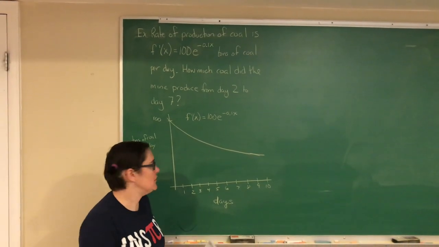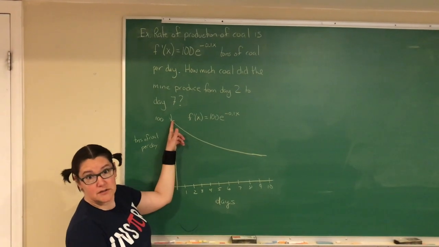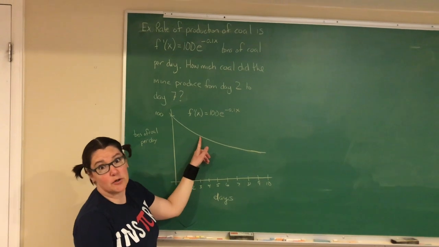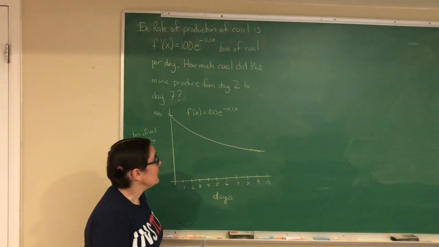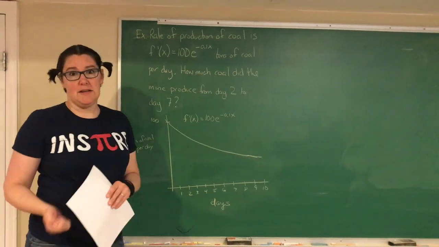Okay, so what this graph is saying is that every day the amount of coal that is being produced per day is changing. Maybe here on the first day, they are producing 100 tons of coal on that day. On day 3, they are producing less coal per day than they did on day 0. Okay, now our question is, how much coal did the mine produce from day 2 to day 7?